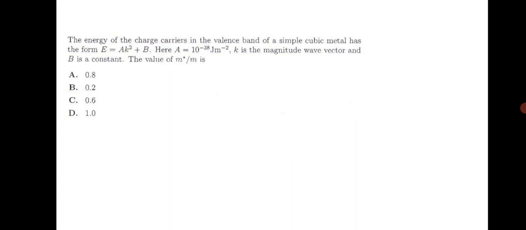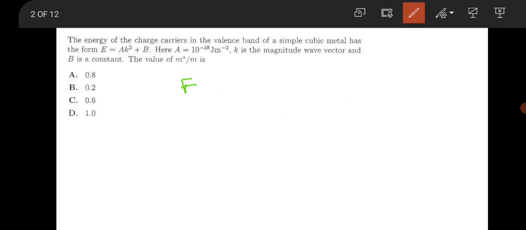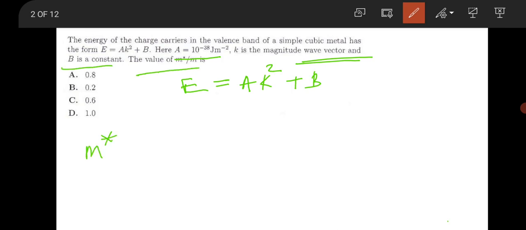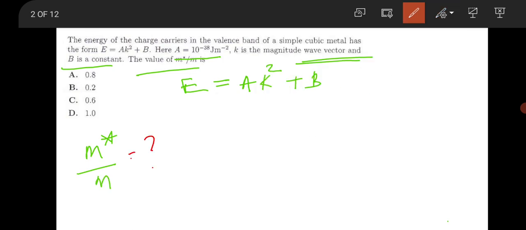Okay. So this is a question from solid state physics. The energy of a charge carrier in the valence band of a simple cubic metal has the form E equal to Ak square plus B. So first of all, the dispersion relation is given. This is a very important question. Here A is a constant, k is the magnitude of the wave vector, and B is a constant. So you have to find the ratio of effective mass m star by m.